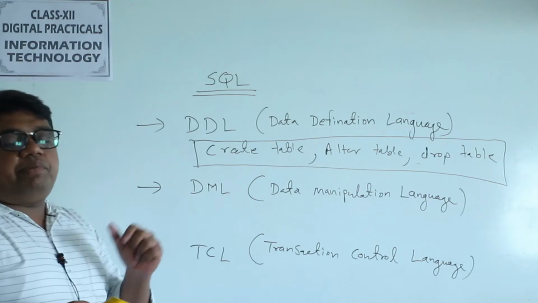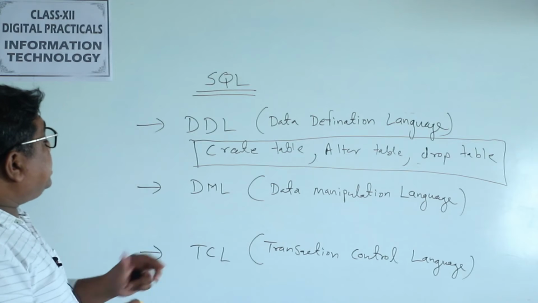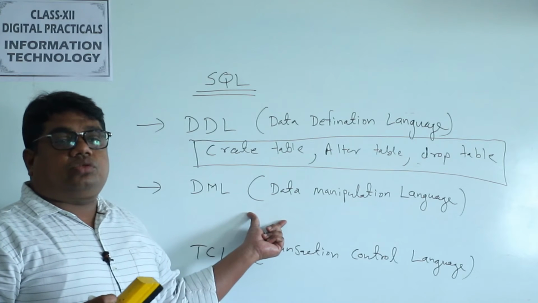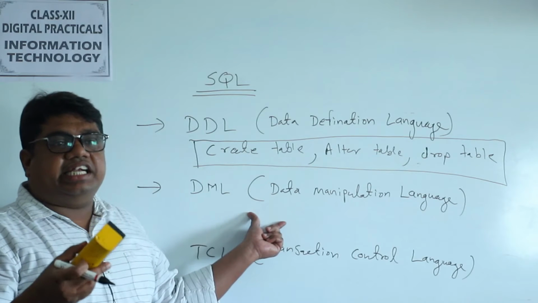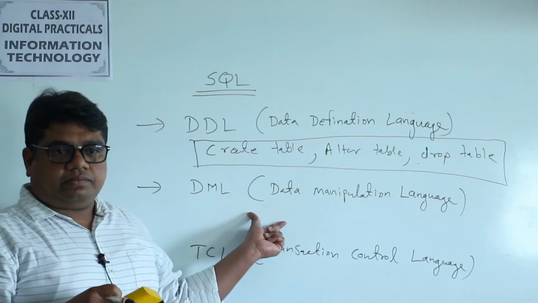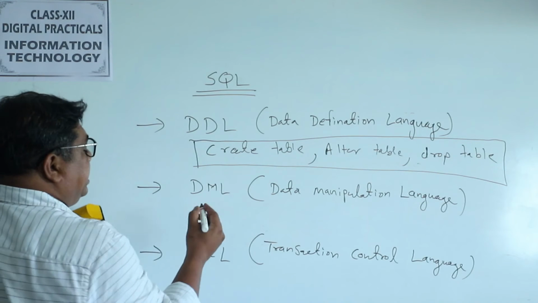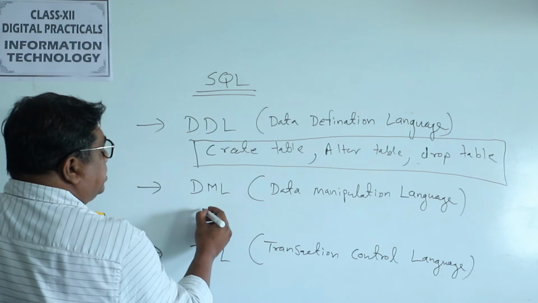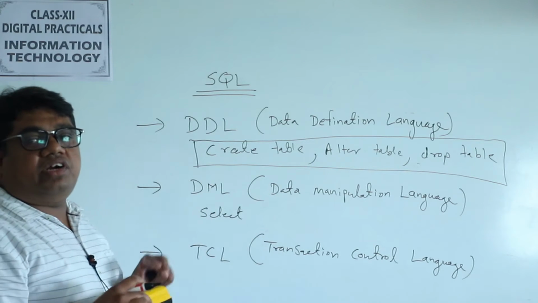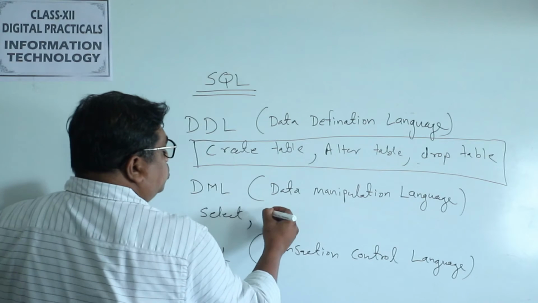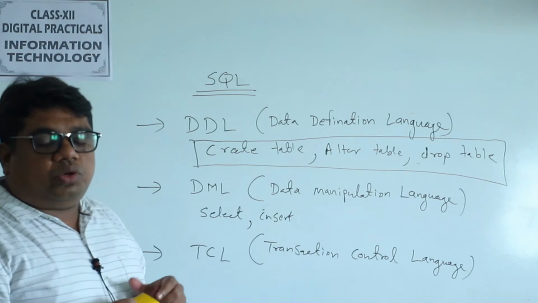Okay, so these are the commands or statements associated with DDL. Now come to the second part, DML, data manipulation language. This language of SQL is used to insert, retrieve, modify and delete data from a table. So it can be used for retrieving data. And how do we retrieve data? We retrieve data using the select command. This is the select statement in DML.